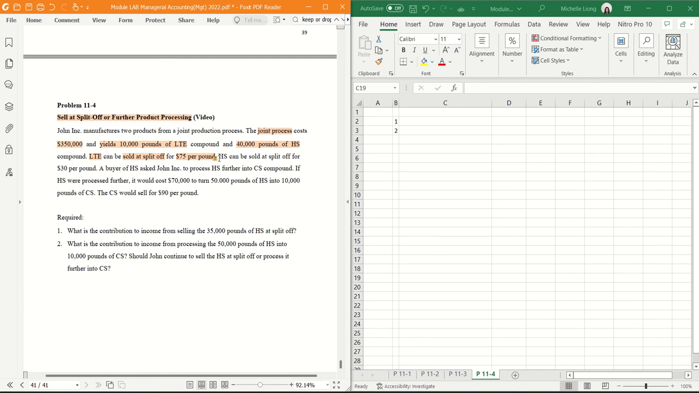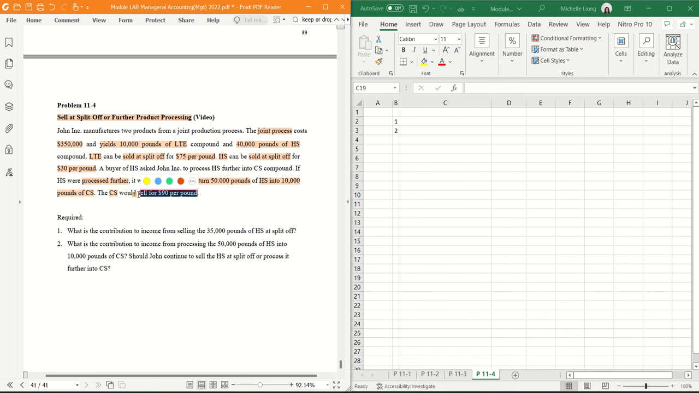Meanwhile, HS can be sold at split off for $30 per pound. A buyer of HS asked John Inc. to process the HS further into the CS compound. So what if it's processed further? They will cost $70,000 to turn 50,000 pounds of HS into 10,000 pounds of CS. And the CS would sell for $90 per pound.